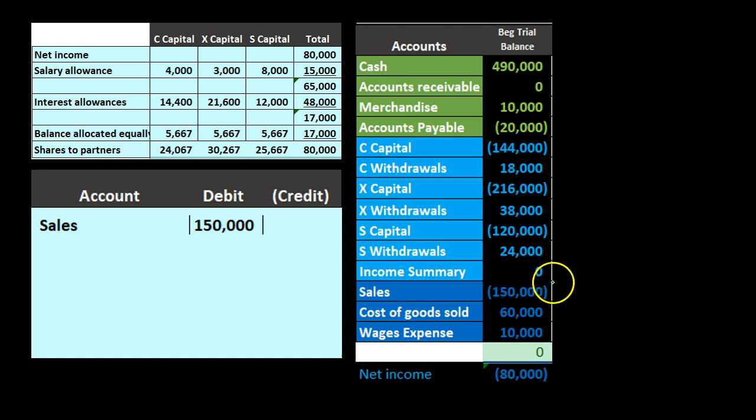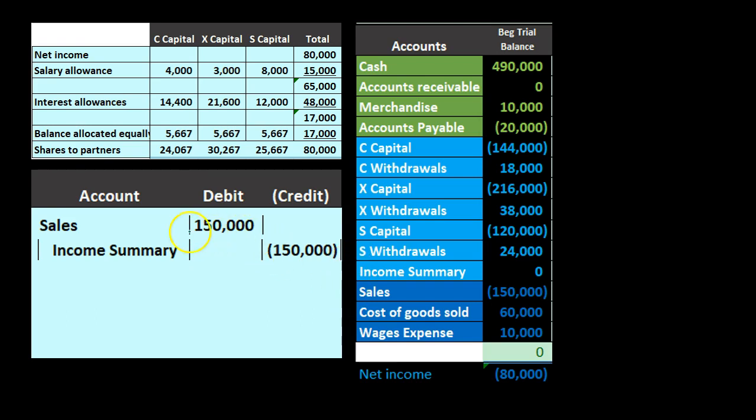And that means that as of the end of the time period, we had net income of 80,000, consisting in this case of sales, 150,000, minus the expense, cost of goods sold, 60,000 minus the wages of 10,000, giving us that 80,000. We're going to close this out. This is a credit. We're going to do the opposite thing to it, a debit. And then the other side of it's going to go to the income summary. So that's closing out the sales half.